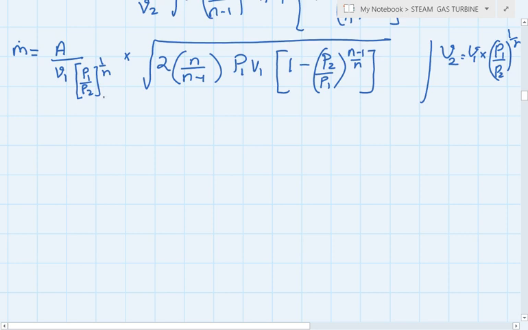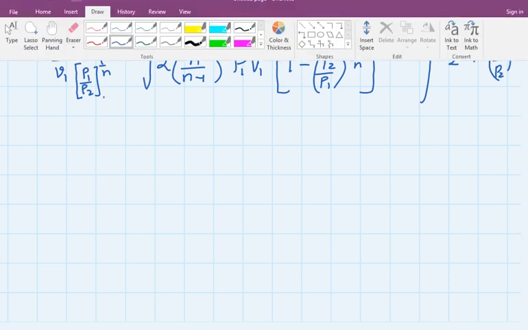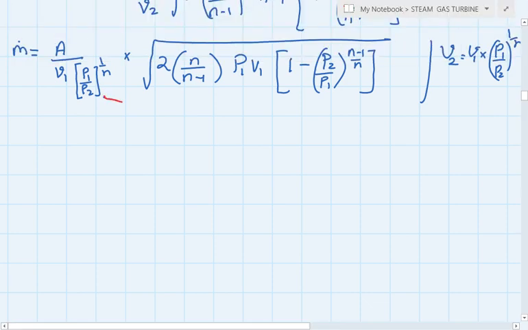So I am going to multiply this particular term to this equation, or I am going to substitute this term into this equation. So we'll see how we can transfer this to the left side of the equation. So m dot equals A V1. Since we are taking this inside, let me consider only A.